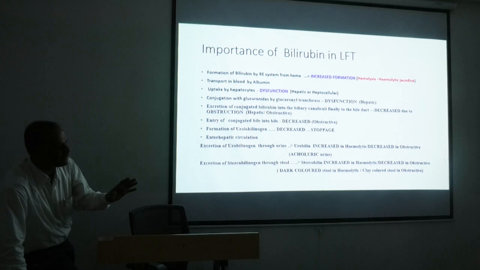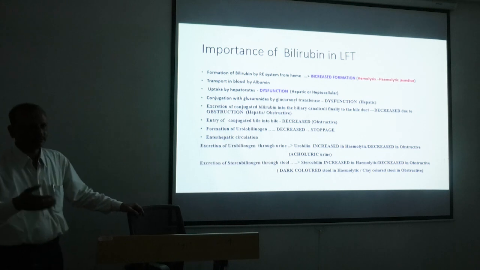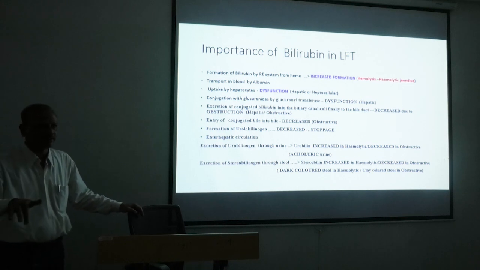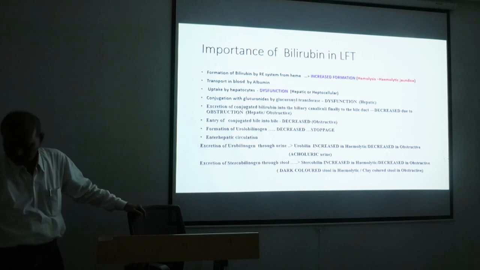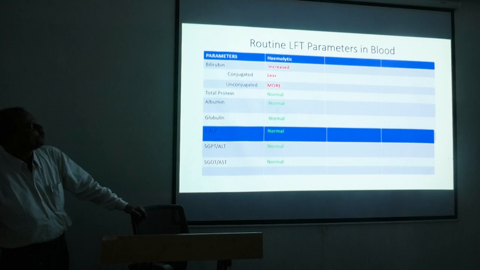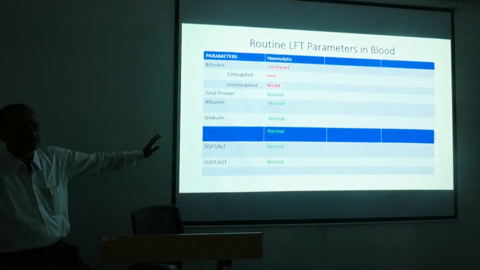So that is hepatic jaundice. And after this, the bilirubin has been conjugated, but it is unable to get excreted through the bile duct, and that will cause obstruction. So these are the routine electrolyte parameters, which are done routinely, not all.